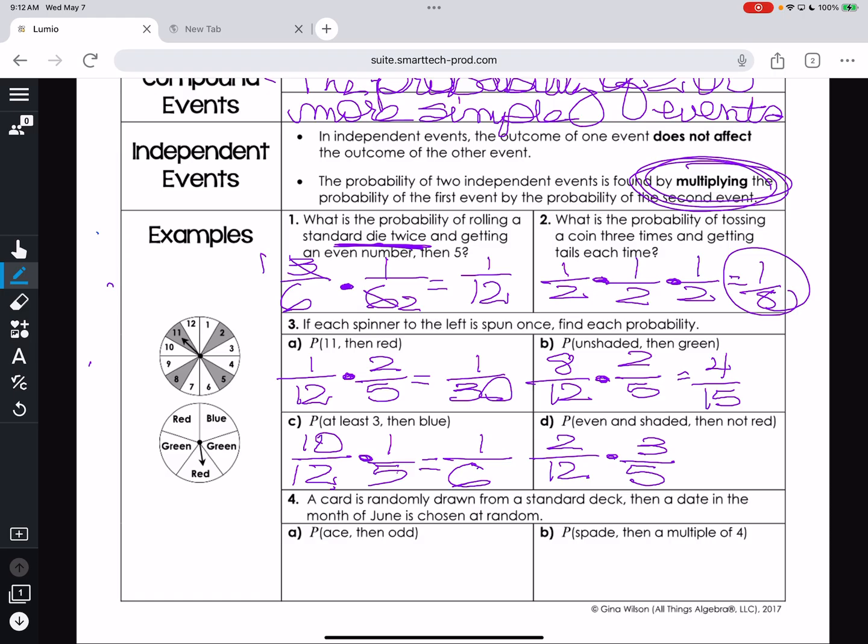All right, we're going to move to the next page. Wait, how many days are in June? 30.